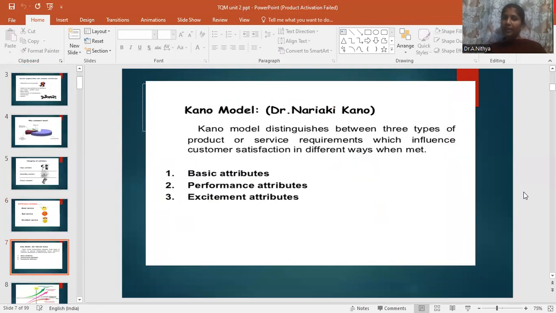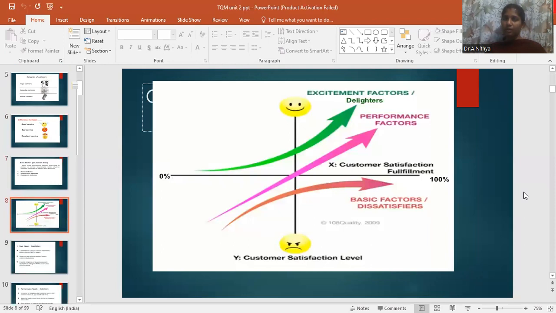In the Kano model, we can see three elements: basic attributes, performance attributes, and excitement attributes. Here we can see the diagram. So how are the customers delighted? If their basic factors are not met, they are dissatisfied. If their performance factor is met, they are moderately satisfied. But if we give more than the expectation, the customers become delighted. That is called the delighters or excitement factors.